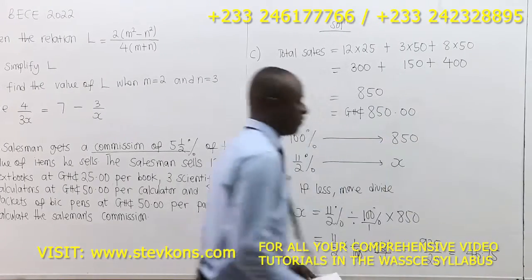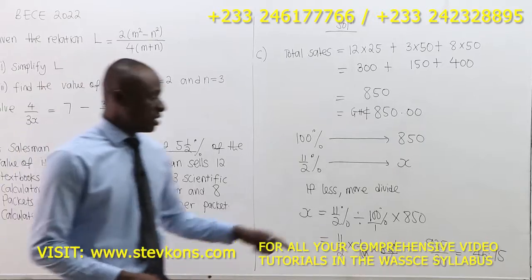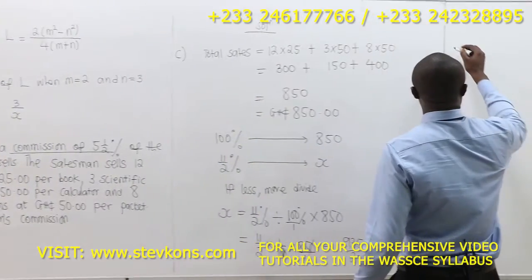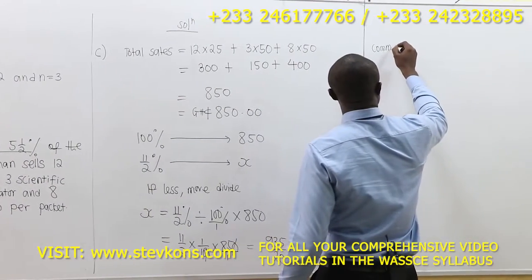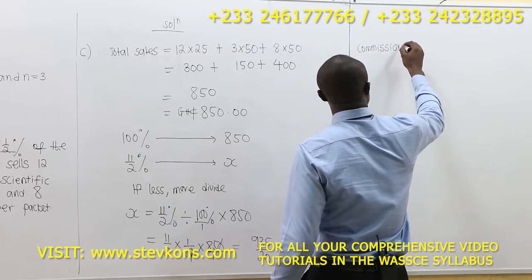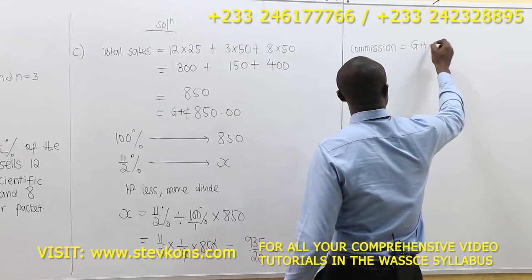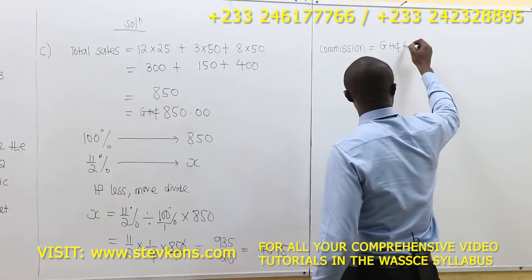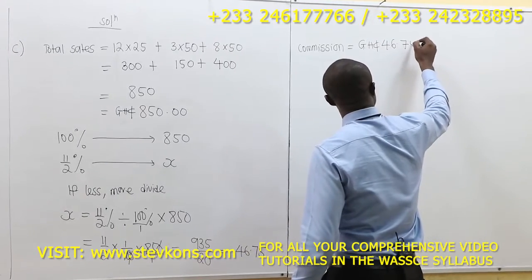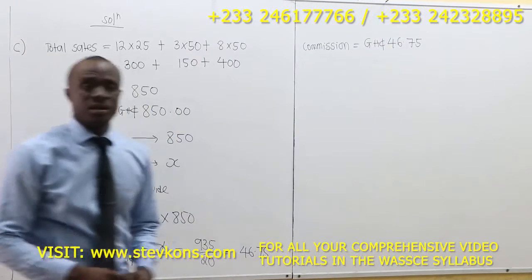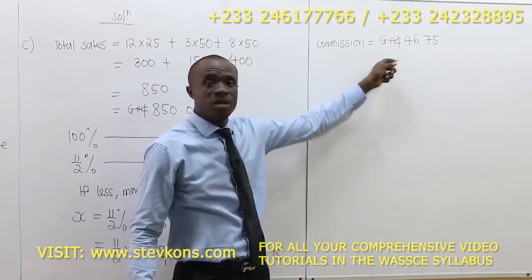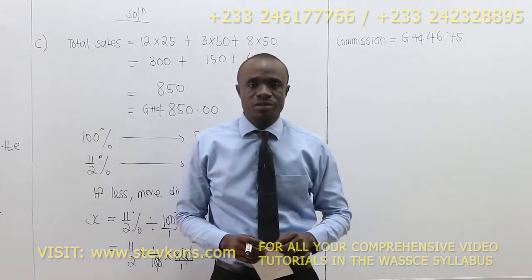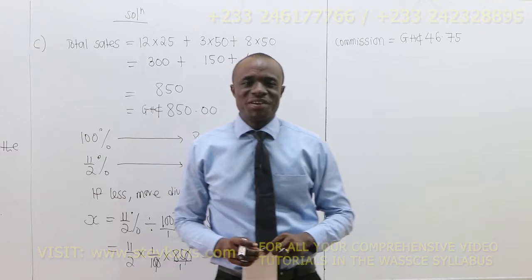When you divide this, it gives us 46.75. And we have to bring in our Ghana cedis. So the commission is 46.75 Ghana cedis. So this will be the commission of the salesman. Very easy, very interesting.